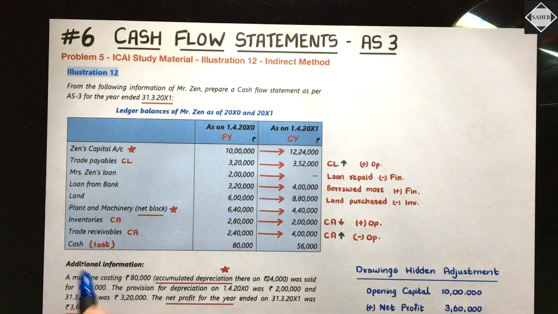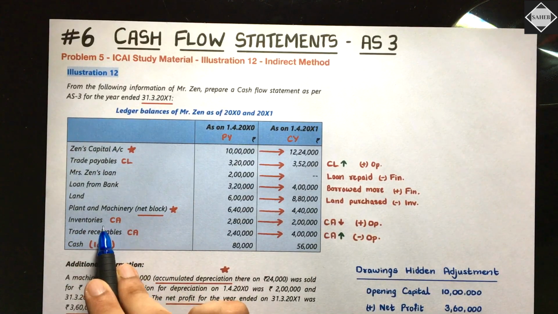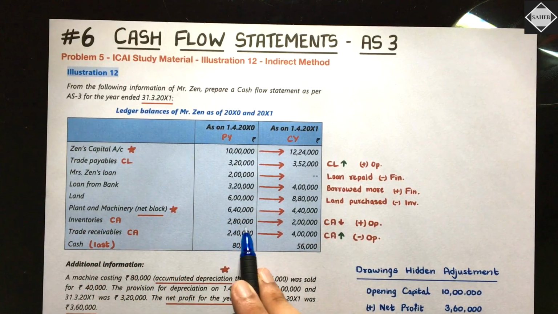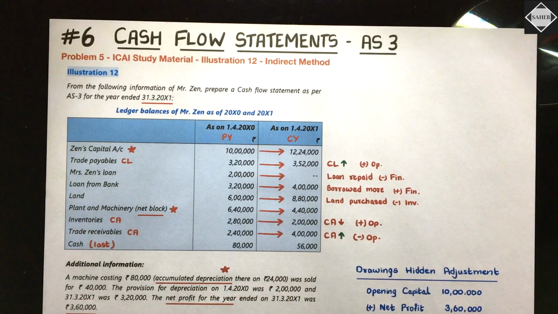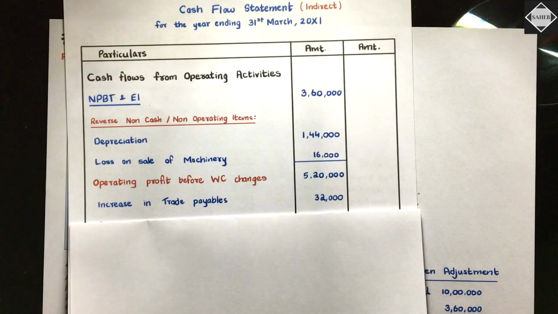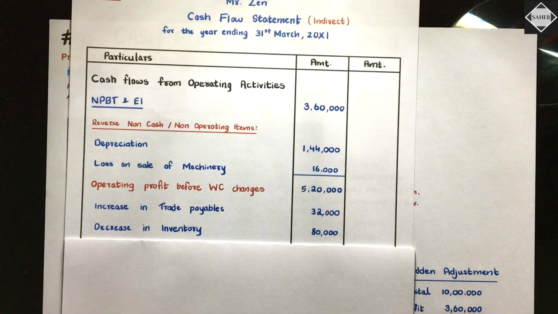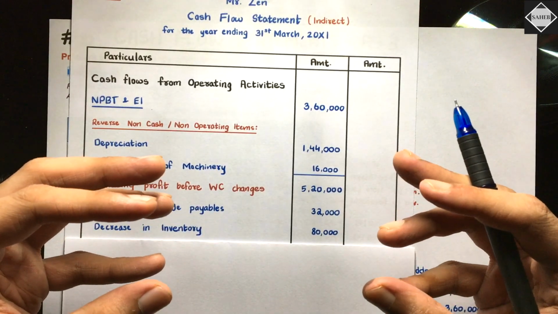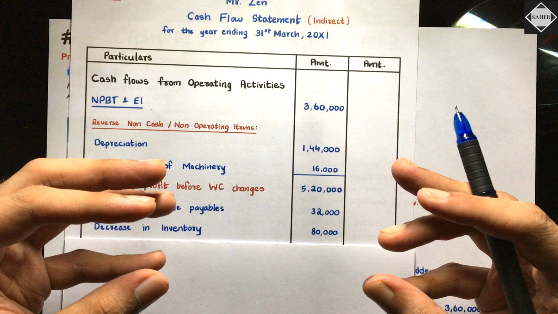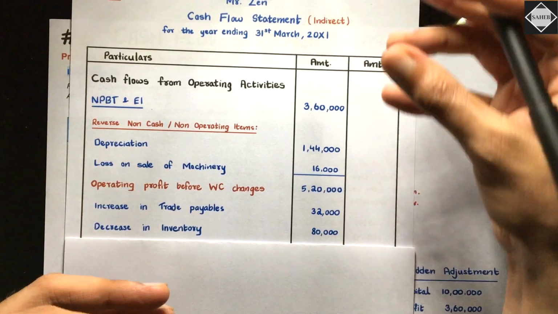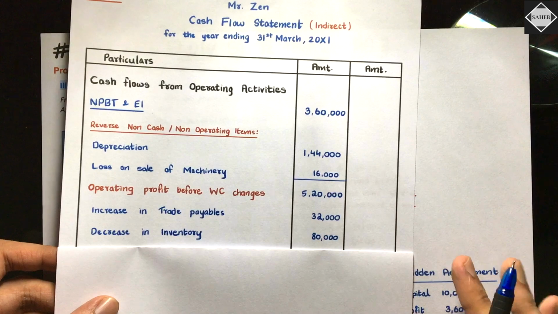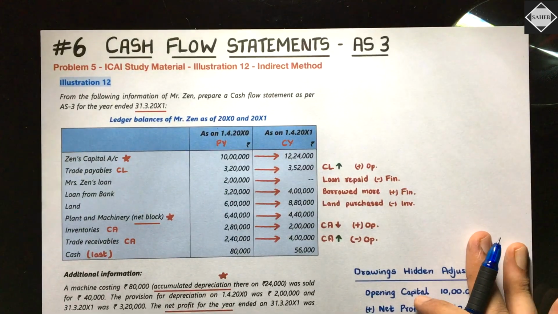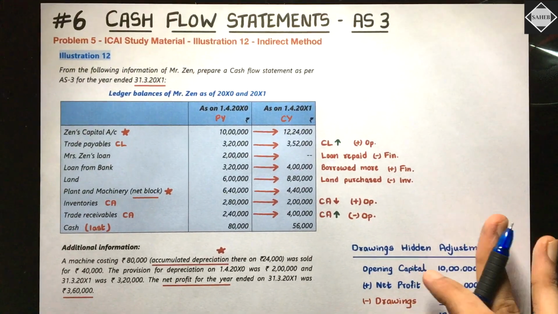Next, do we have any more current liabilities? No, we have current assets. See, inventory. So what is happening to inventory? Inventory has decreased by how much? From 280 it has decreased to 2 lakh. So that is 80,000 decrease. So 80,000 decrease means we have to add that, because current asset and cash are negatively related. Whenever current asset decreases, cash increases. All right, simple. So decrease in inventory will be added. Fine, we got that.